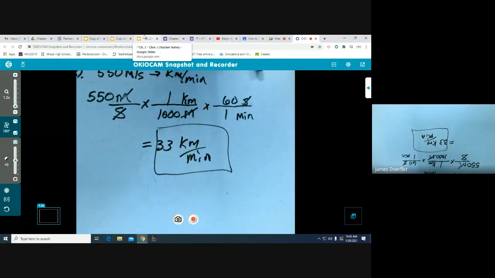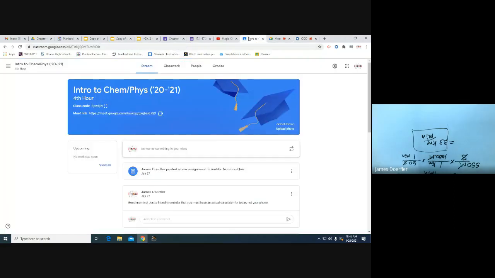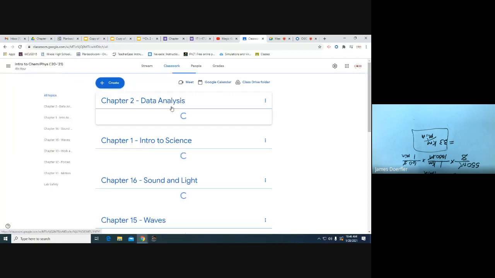Questions on this? Now that we've done a couple of examples, those of you who somewhat remember dimensional analysis, is it starting to come back a little bit? Good.